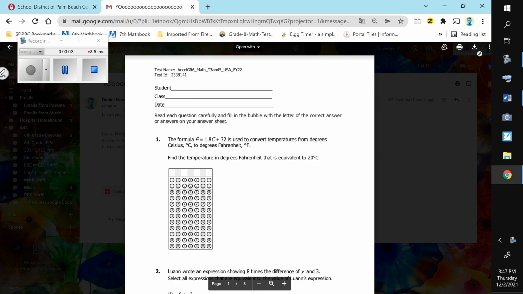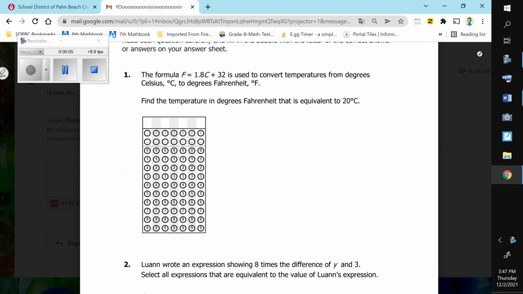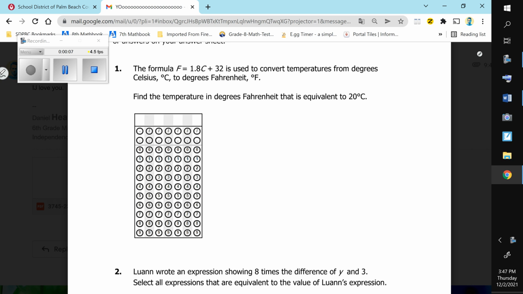This is not me giving help for the test. This is just me reading the questions, okay? Question number 1. The formula F equals 1.8C plus 32 is used to convert temperatures from degrees Celsius, C, to degrees Fahrenheit, F. Find the temperature in degrees Fahrenheit that is equivalent to 20 degrees Celsius.